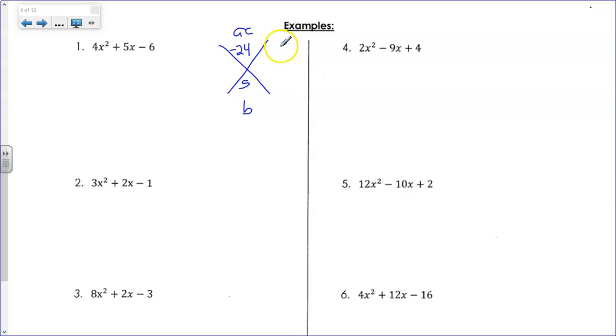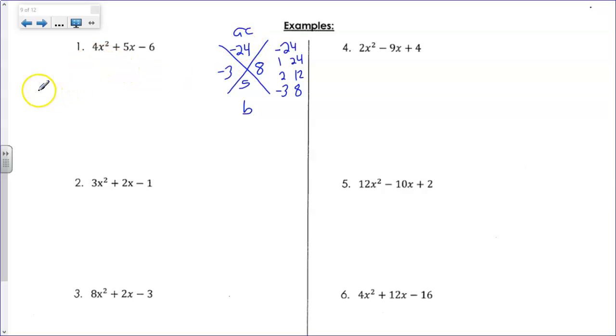Okay, so we're going to go over here. We're going to list the factors of negative 24. Since it's a negative, I know they're going to be opposite signs. So 1 and 24 do not combine to give me 5. 2 and 12, no. 3 and 8, oh, 8 and 3. So I need a positive 5, so the 3 has to be negative. So negative 3 plus 8 is positive 5, and negative 3 times 8 is negative 24.